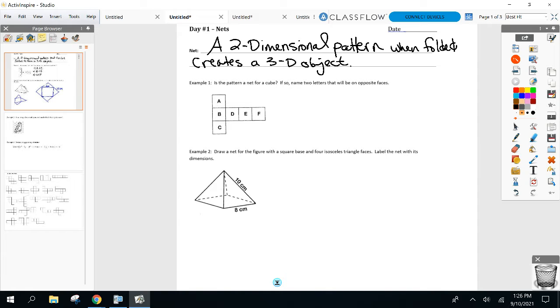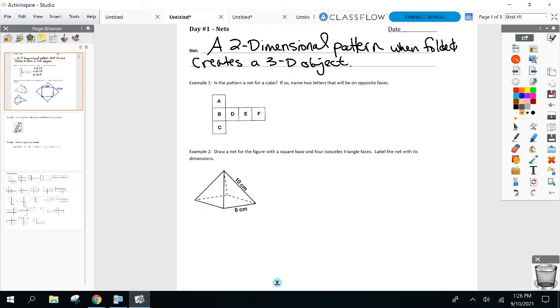The classic net that we're gonna be focused on is one for a cube. Everyone seen a die before? Right, a die, that's what I mean, a cube. How many faces are on there? Six, so when I open it up, I should get six squares. All right, so take a look at my first example there. That's how I decided to open up my cube.